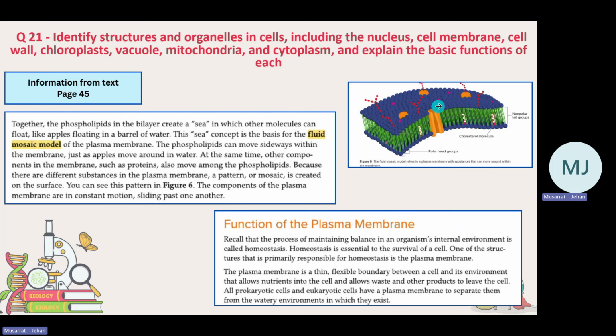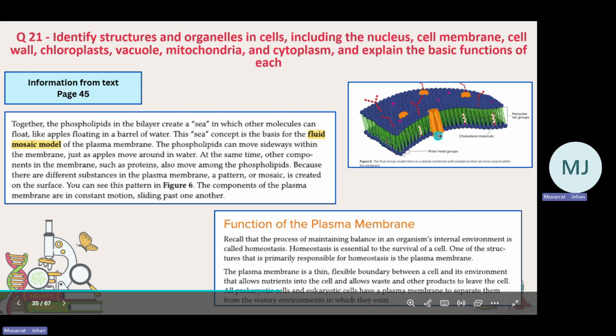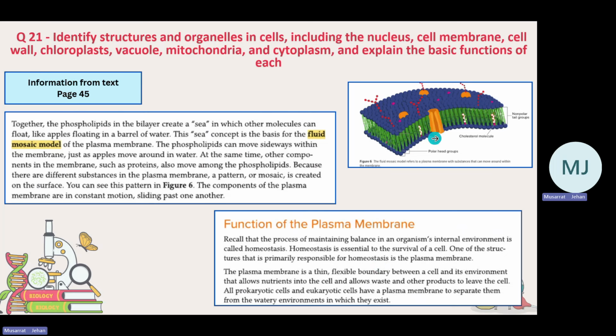So one function of the plasma membrane is to maintain homeostasis. The plasma membrane is a thin, flexible boundary between the cell and the environment. It allows nutrients to come in and out of the cell. Waste goes out, nutrients come in, and other products leave the cell.